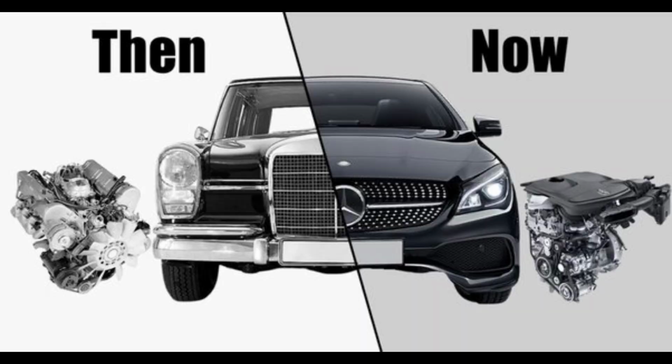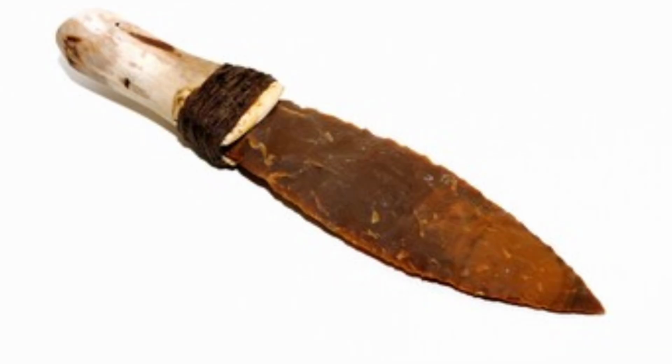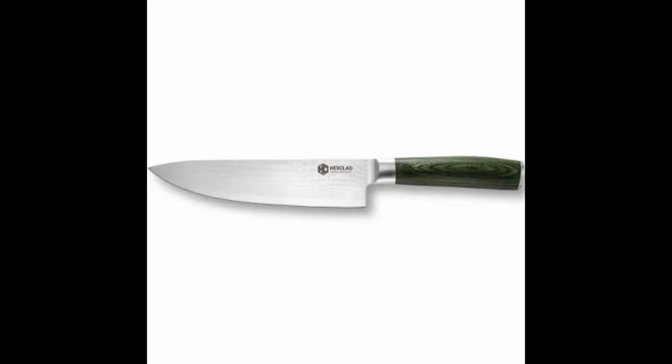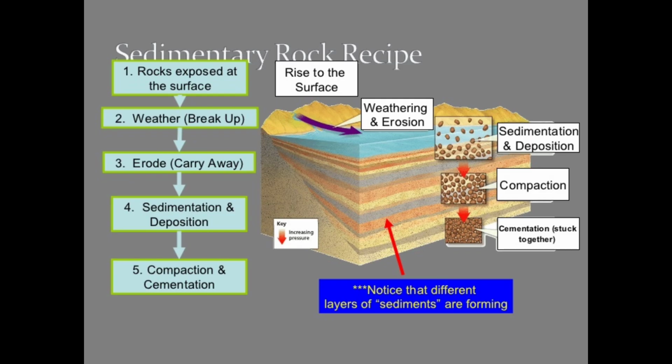Typology is assuming when an artifact was made based on its fashion. So archaeologists assume the flint knife is older than the Hexclad stainless steel safe and non-stick knife used by Gordon Ramsay in Kitchen Nightmares. In terms of geography, stratigraphy is also a really good example of sedimentation.